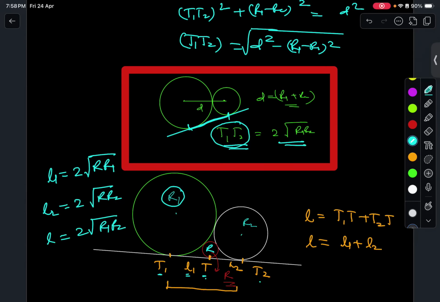So all this now depends on this thing, right? Note down this only, then I'll go ahead. Now you have to find what is this R, the length of the radius of the smaller one.